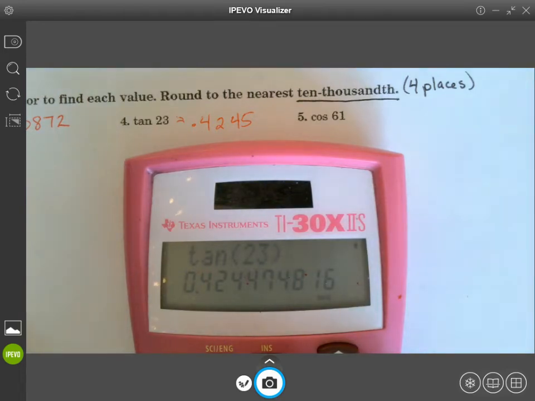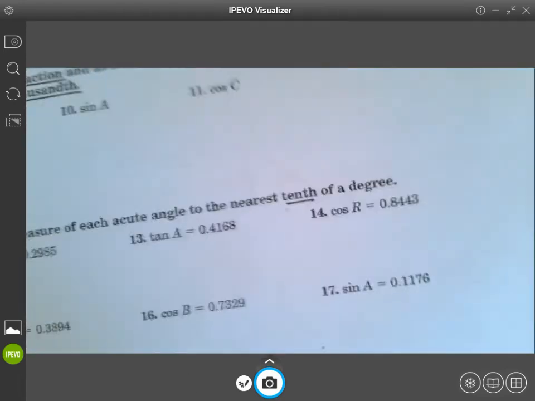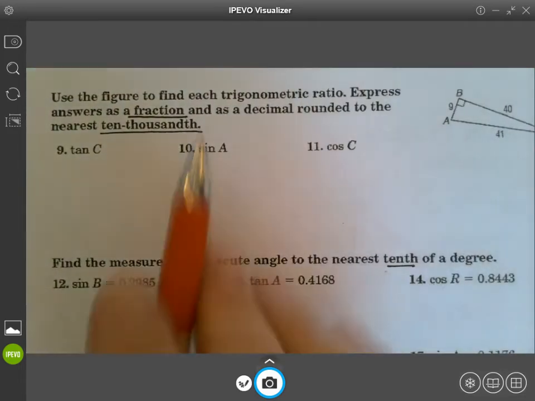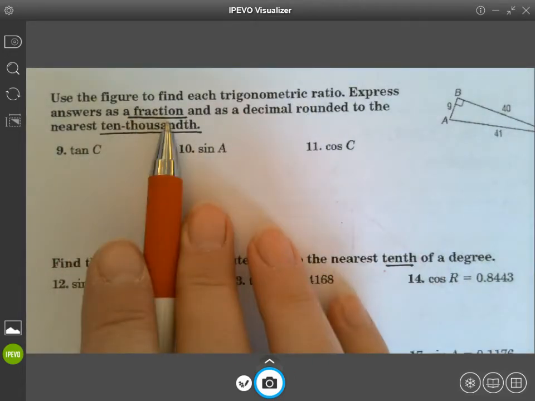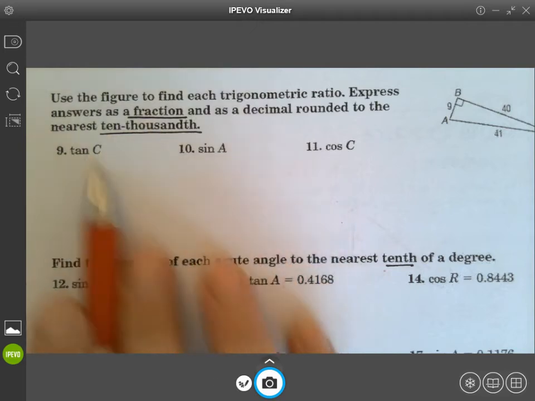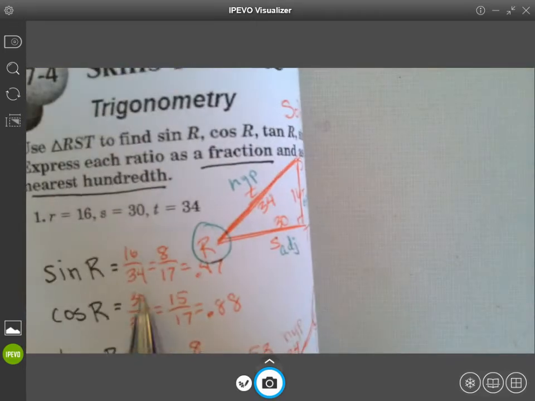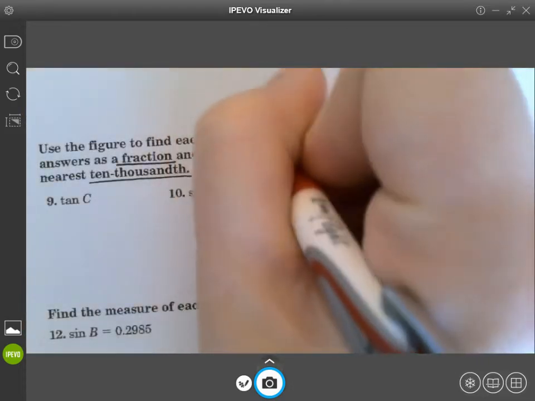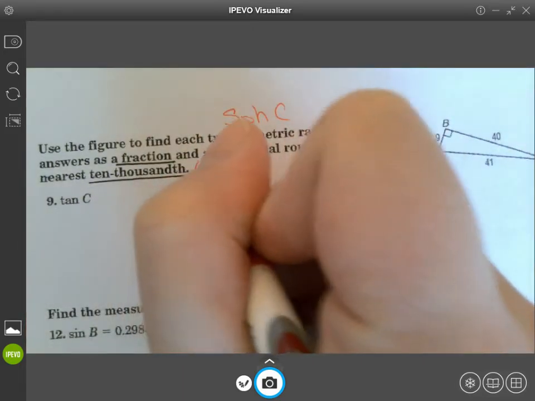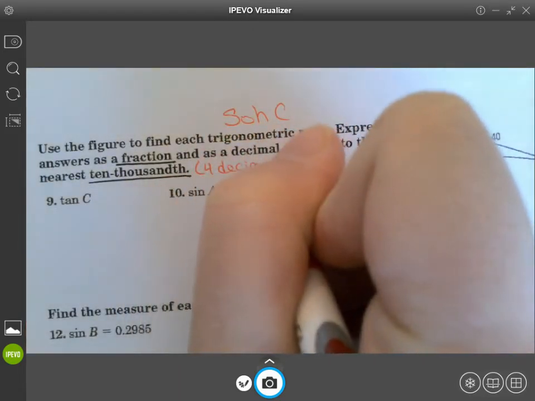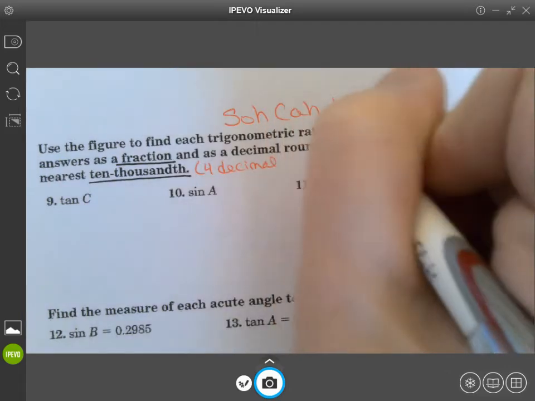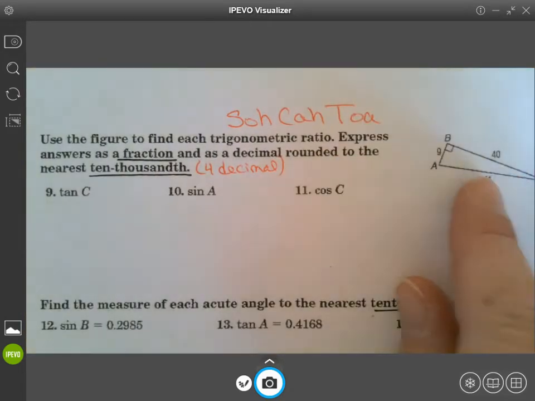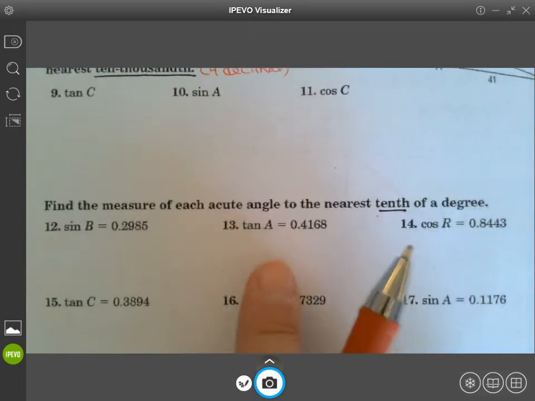Now let's flip it over to the back. This is where it's a little different, not too much different. It says express the answers as a fraction and a decimal rounded to the nearest 10,000th. This is exactly what we did here, where we found the fraction using our SOH-CAH-TOA. The difference is they want you to round to the nearest 10,000th, which is 4 decimal places. I have complete faith that you can do that. You're not solving for C, you're just doing the trig ratio based on here.